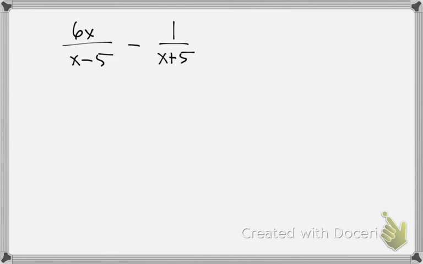We want to subtract. Do I have a common denominator? Nope. X minus 5 and x plus 5 are different, right? So that means I need the LCD. What is your LCD? Yep. X minus 5, x plus 5. That's almost so easy it was hard. And that is my LCD. Is that part okay?